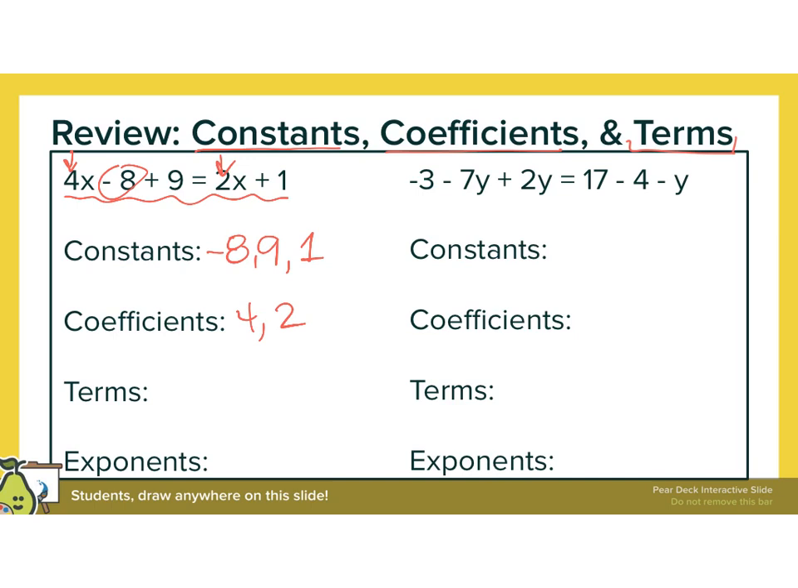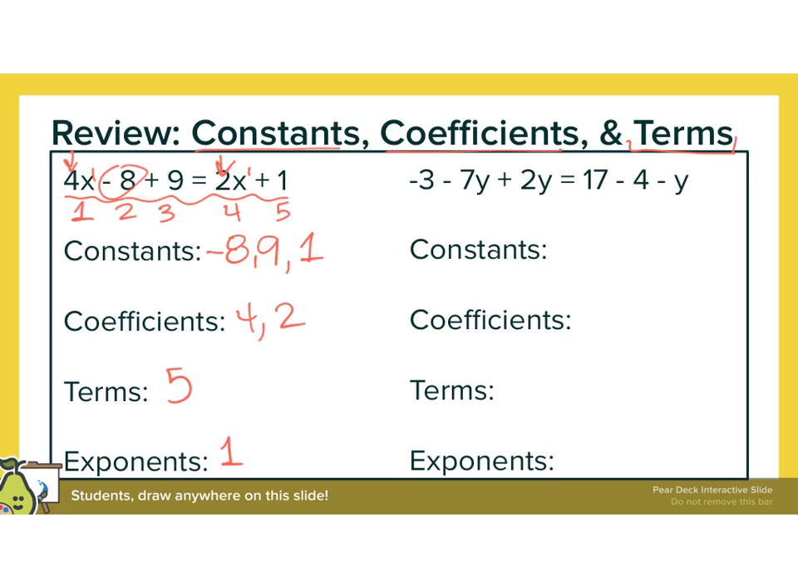How many terms are there? Well, 4x is 1, -8 makes 2, 9 makes 3, 2x is 4, and 1 makes 5 terms. What are all of my exponents? Remember, in algebra, we don't write the ones. So there's an exponent of 1 there, and there's an exponent of 1 there. So the only exponents in this equation are the exponent of 1. Pause here if you didn't try to do this on your own and see if you can do the second one, and then come back and see if you did it correctly.